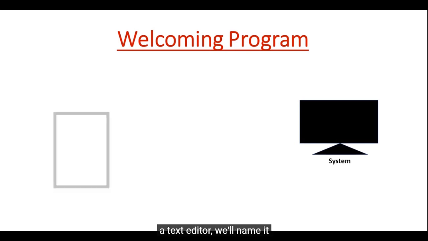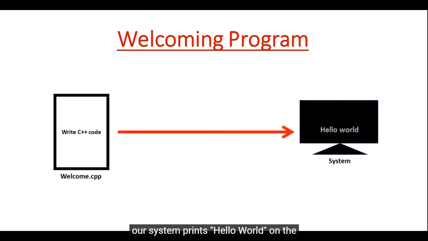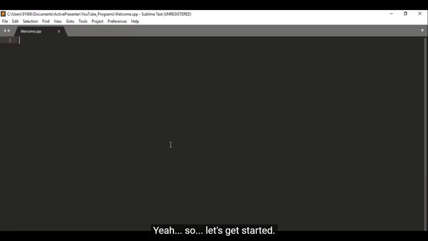We will open a text editor. We will name it with the extension of .cpp. We will write our C++ code here such that after compiling and running this program, our system prints hello world on the console. So this is our requirement. Let's do the practical for that. Yeah, so let's get started.